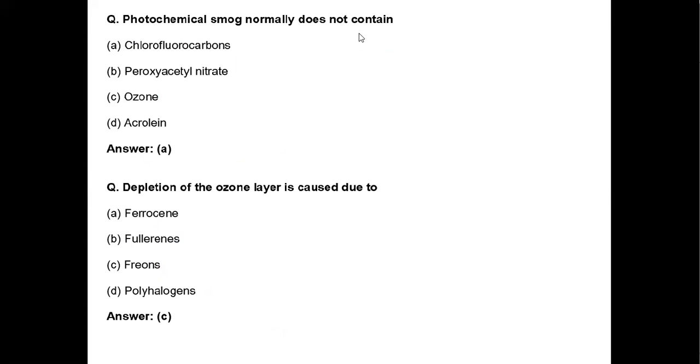Photochemical smog normally does not contain chlorofluorocarbon, peroxyacetyl nitrate, ozone, acrolein. Photochemical smog normally contains PAN, ozone, acrolein. So here option A is right answer. It does not contain chlorofluorocarbon.